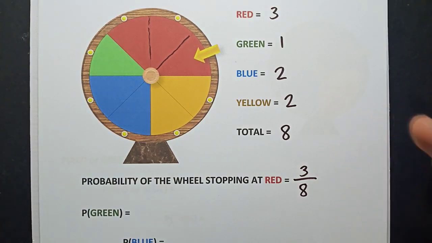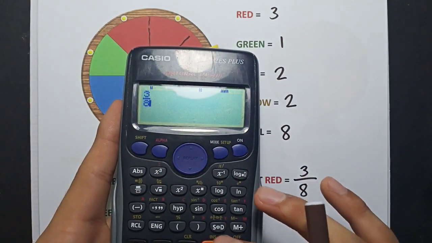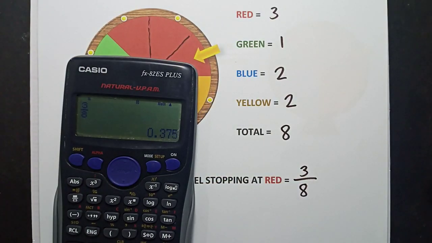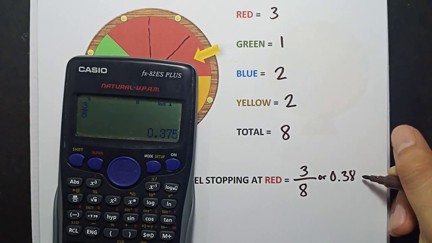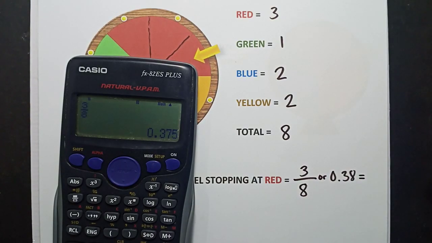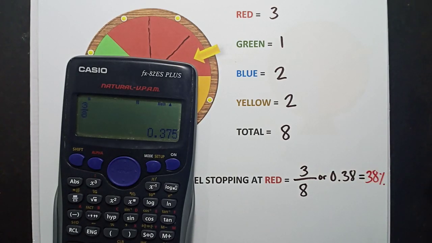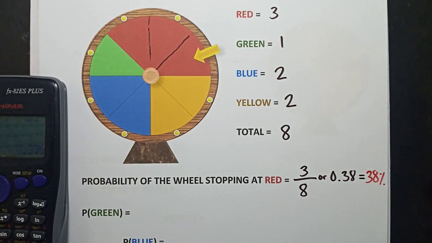Now, that is the answer, 3/8. But we can also show it as a decimal and percentage. How to do that? Just convert it to decimal. 3/8 is equal to 0.375. Rounding up, that's 0.38. And 0.38 in percent is equal to 38%. Meaning, when you spin the wheel, the probability that it will stop at red is 38%.